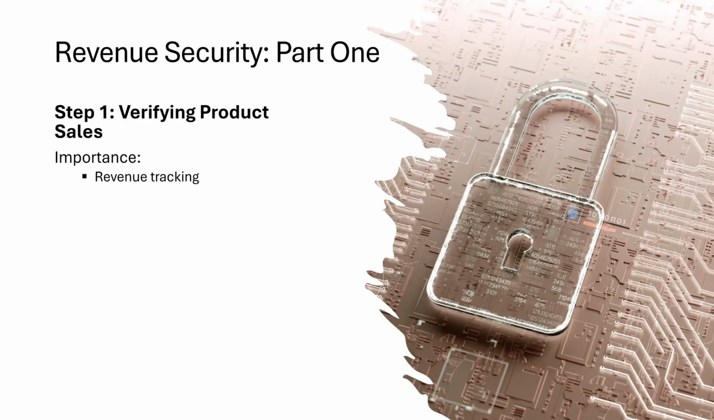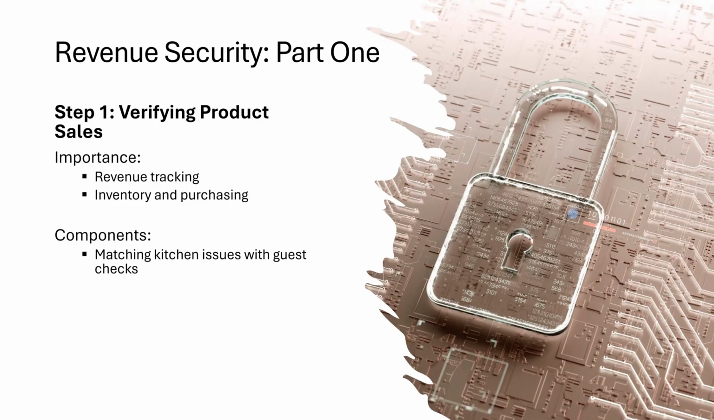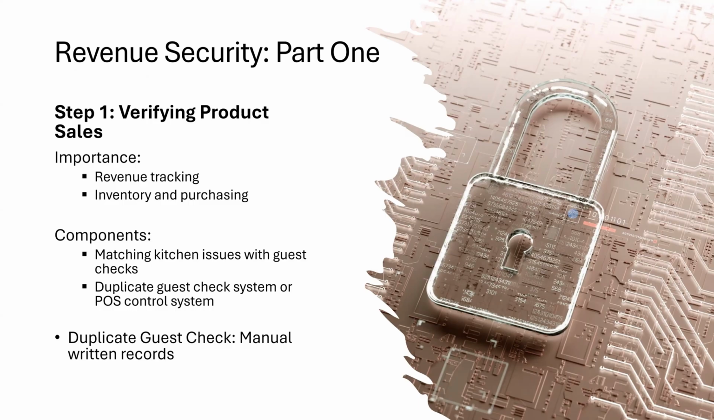Verifying the product sales, right? Revenue tracking, inventory and purchase. That's part of what we've already gone through in this session. And the components of that are matching kitchen issues with guest checks, making sure that whatever we've ordered makes it out to the guests, and then a duplicate guest check system or your point of sale control system. And then if you have to duplicate things manually, you might have to go to manually written records. And then use your point of sale control. Technology ensures billing and payment as long as it goes through.